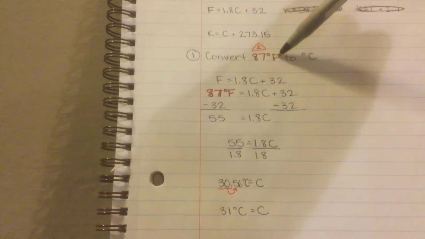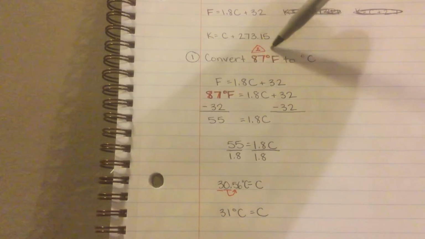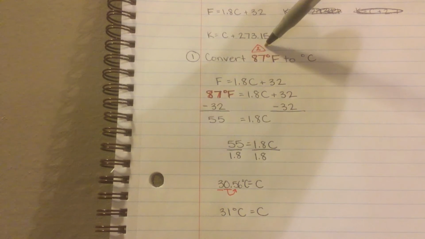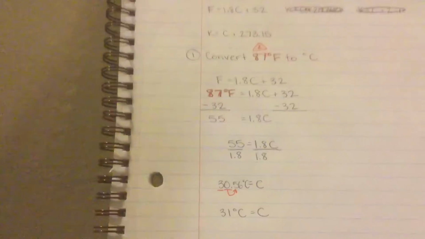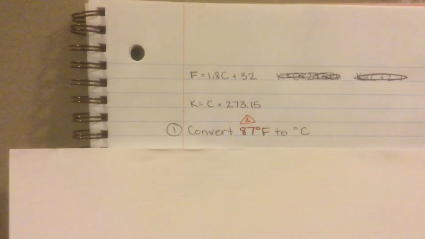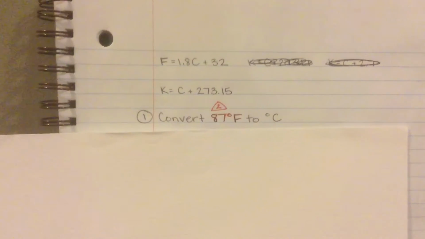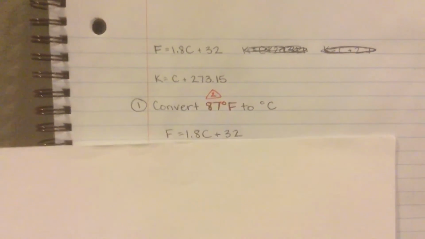And for our first problem, it says convert 87 degrees Fahrenheit to degrees Celsius. So first off, you see I have 2 in a triangle up here. That's to remind me for when I get down to the end, I have 2 significant figures. As a matter of fact, I'd prefer to do it like this so you don't get too overwhelmed. Okay, so 87 degrees Fahrenheit to degrees Celsius, and 87 has 2 significant figures, and that's because they're both non-zeros.